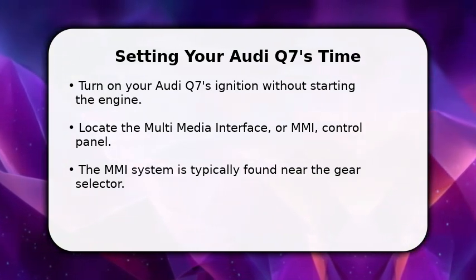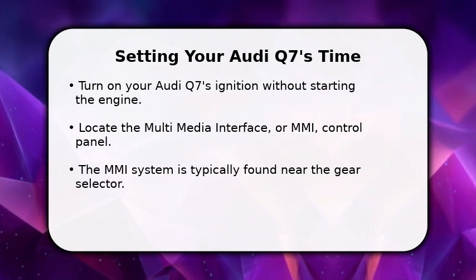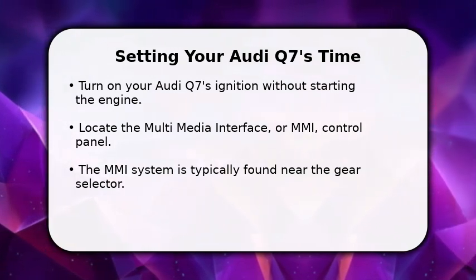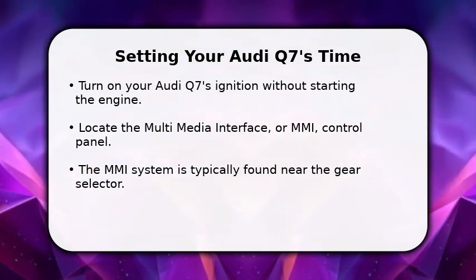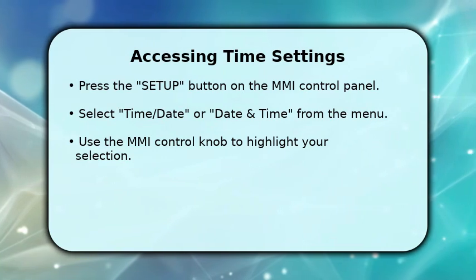Next, locate the multimedia interface control panel, typically found near the gear selector. This central hub is where you will interact with your vehicle's various settings. Now, let's access the time settings.